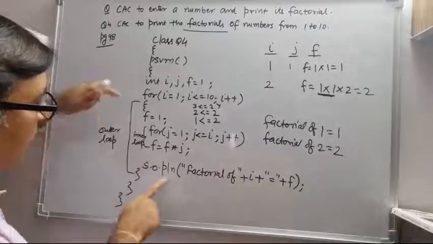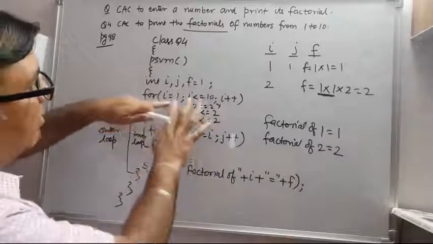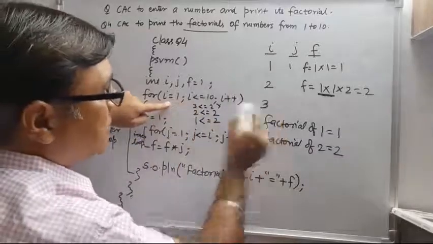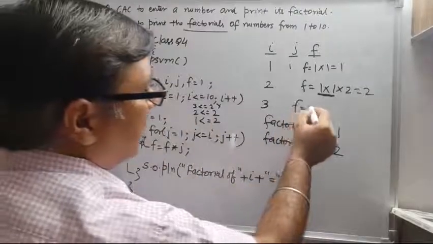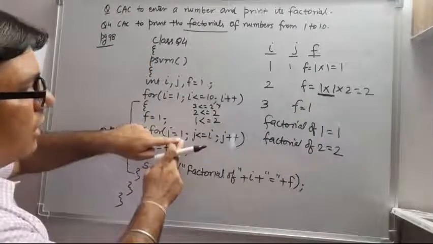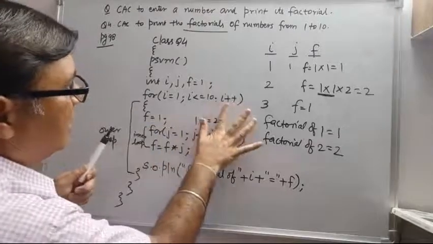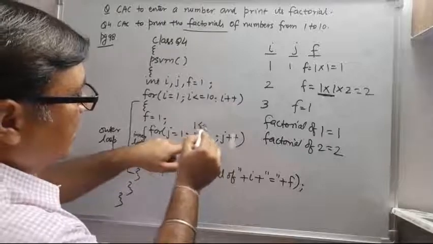After that, this outer loop will move again, and the value of I will now become plus plus, that is I will become 3. f will again be reset. f will become 1 again. j will start from 1 and j is less than equal to I.